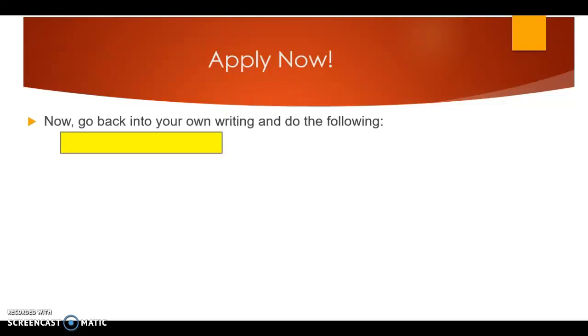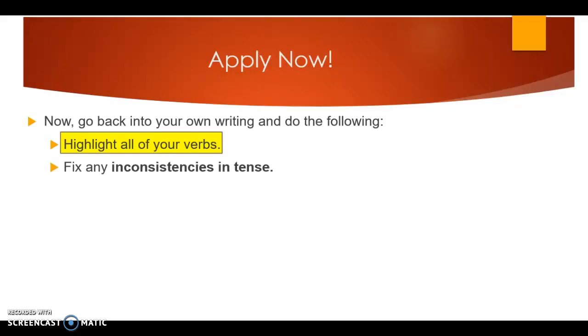Okay, so now you're going to go back into your own writing and do the following after having learned all about different verb tenses. First, you're going to highlight all of the verbs in your writing. Don't forget those helping verbs. Secondly, you're going to fix any inconsistencies that you find in your verb tenses. Thirdly, you're going to consider how you feel about the verb tenses that you've chosen once you've remained consistent with them.